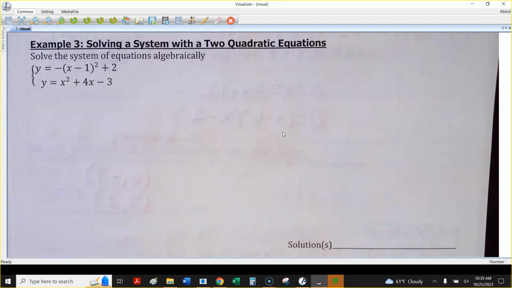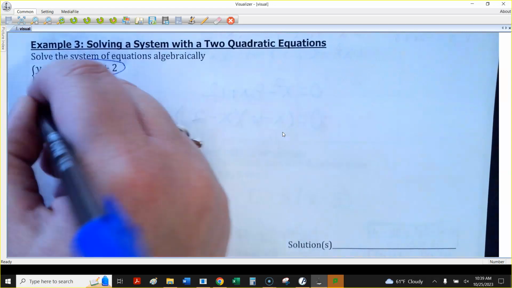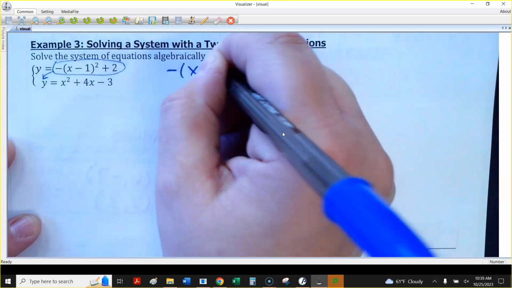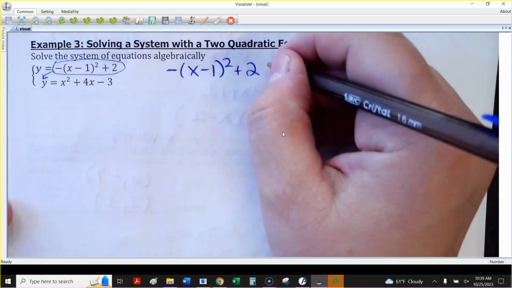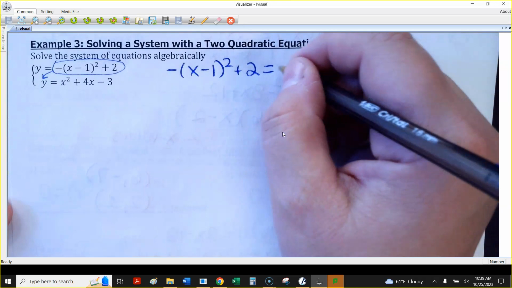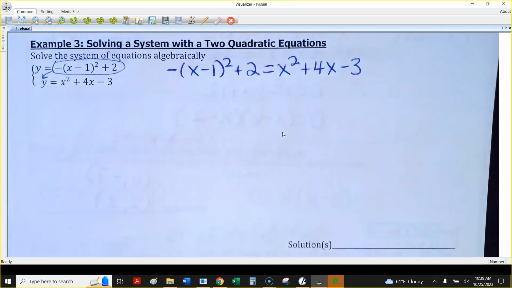I'm just going to use substitution, so I'm going to set them equal to each other. So I would have negative x minus 1 squared plus 2. So that's sort of what we were used to with our vertex form when we were doing the graphing. The other one is x squared plus 4x minus 3. So that's standard form, what we were used to with when we were doing our graphing unit. All right, what would I do to solve this?